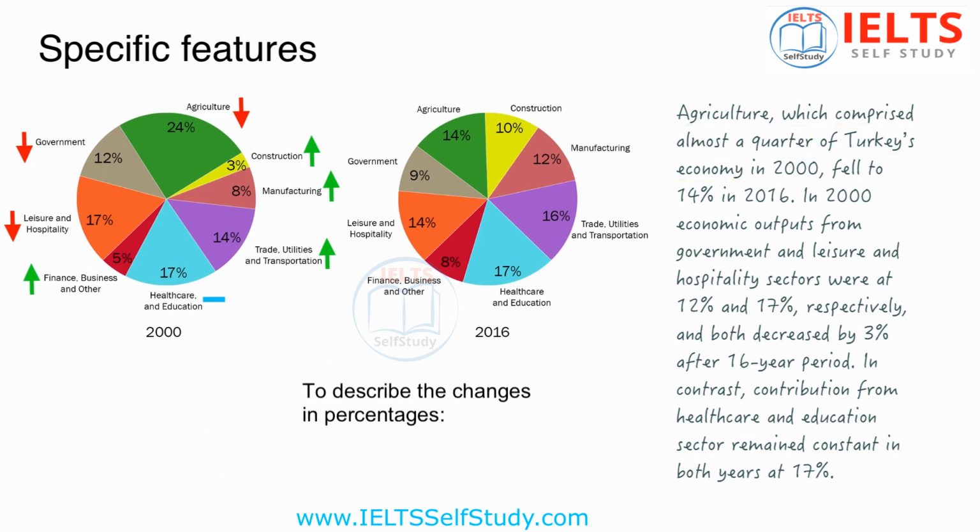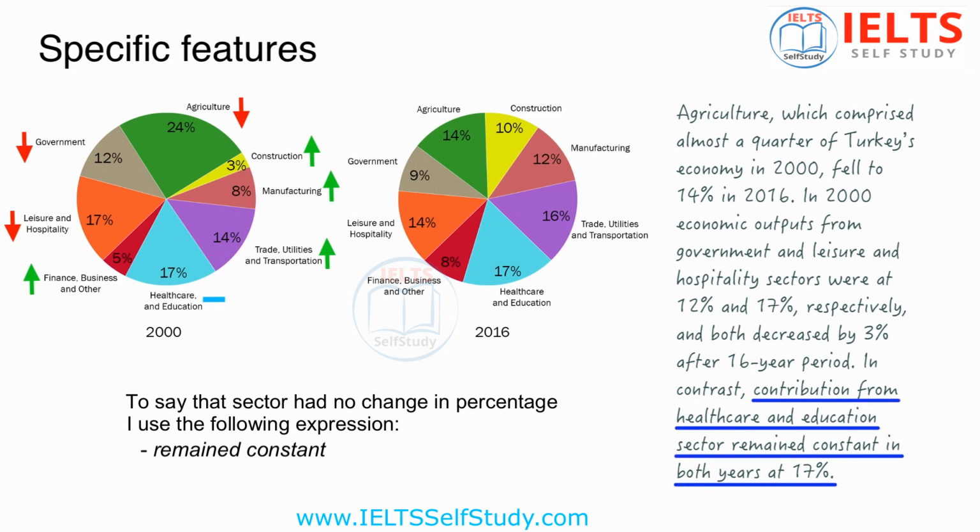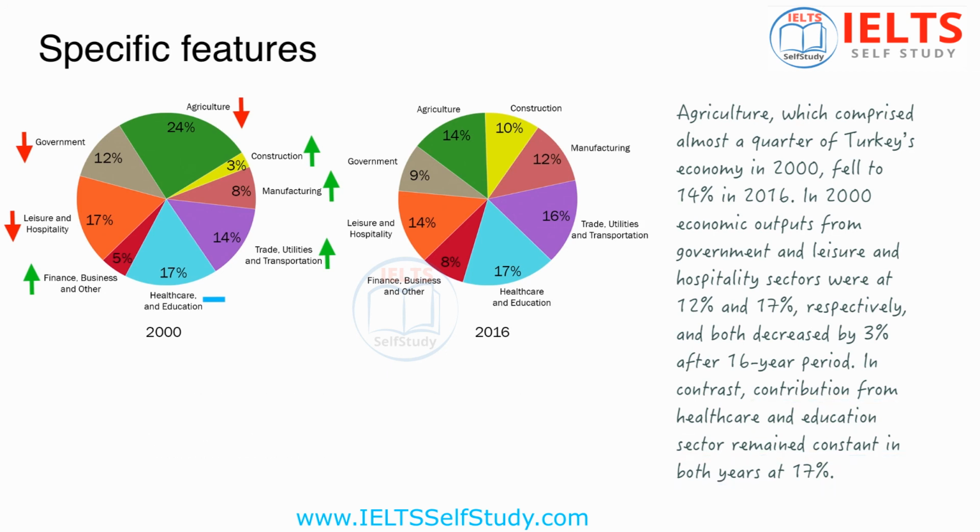And to describe the changes in percentages, I use several nice phrases, such as fell to 14% and decreased by 3%. To say that sector had no change in percentage, I use the following expression, remained constant. Contribution from healthcare and education sector remained constant in both years at 17%. Also, I use an expression in contrast, to contrast sectors that had a decrease and sector that had no change.